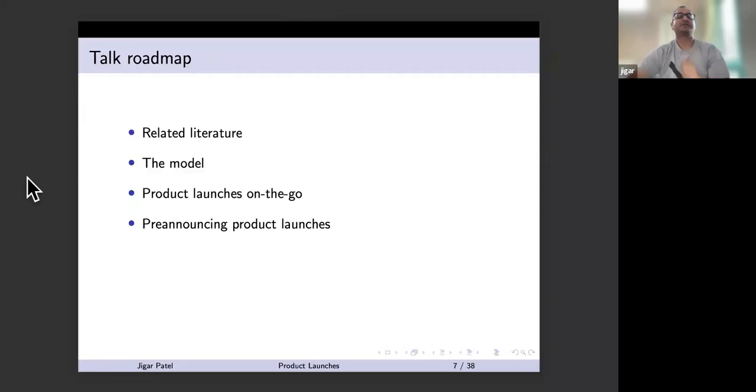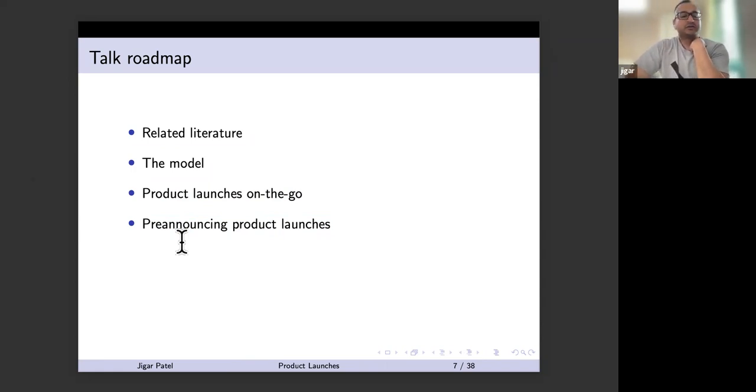The second information structure is pre-announcing the product launches. Things that Intel used to do, saying, oh, we'll have 9 nanometer or 7 nanometer chips, and then we'll have architectural improvements, and then the third one will be 5 nanometer chips, and the fourth one will be some architectural improvements, and so on and so forth. So on the go is one information structure. We'll analyze optimal policies there, and we'll analyze optimal policies under pre-announcing. So these two are the information structures.